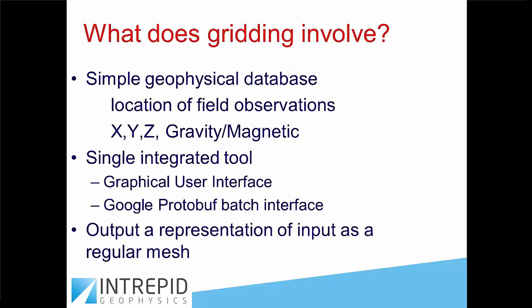What does gridding involve? Well, in its simplest form, you have a geophysical database, which is simply a location of field observations, which therefore is easting, northing, and elevation, and the observation of a gravity observation or a magnetic field observation. Our gridding tool is integrated.